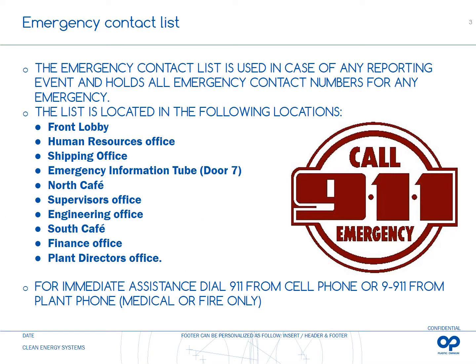Looking at the emergency contact list, this list is used in case of any reporting event and holds all emergency contact numbers for any emergency. This list is located in the following locations: the front lobby, Human Resources Office, Shipping Office, Emergency Information Tube, which is at door 7, the North and South Cafe, Supervisor's Office, Engineering's Office, Finance Office, and the Plant Director's Office. For immediate assistance, dial 911 from your cell phone or dial 911 from the plant phone. These are for medical or fire only.